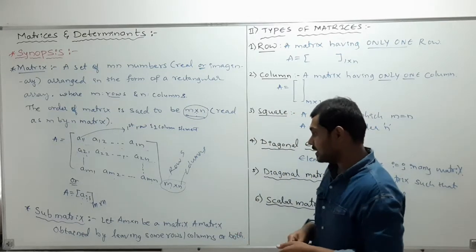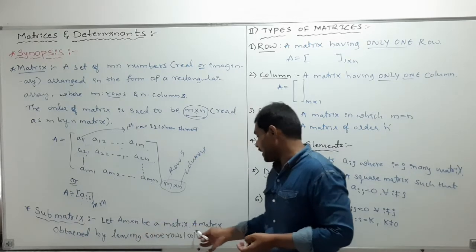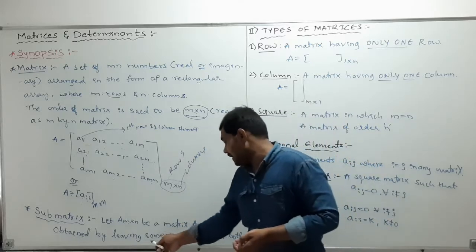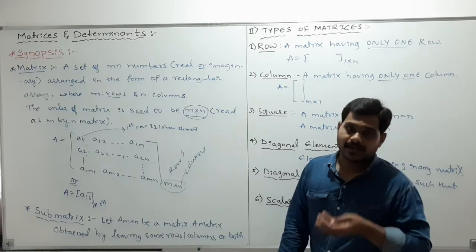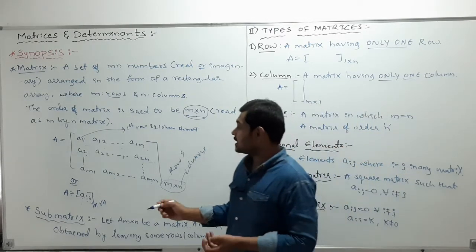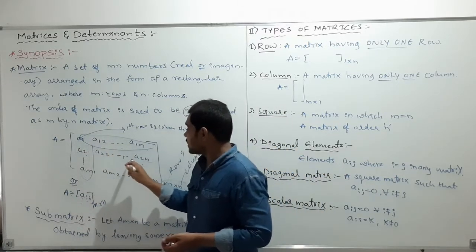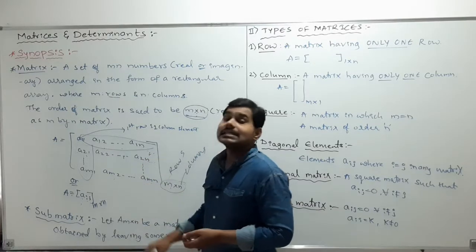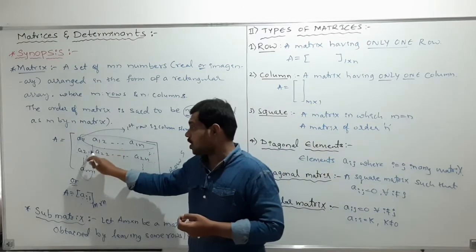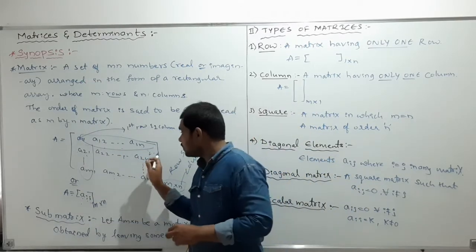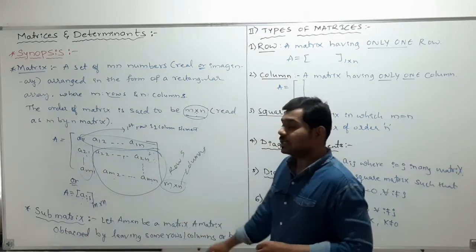Submatrix means, let A be an m cross n matrix. A matrix obtained by leaving some rows or some columns or both, we can call a submatrix. If you leave this row and this column, whatever remains is a submatrix. Clear? This is all about submatrix.